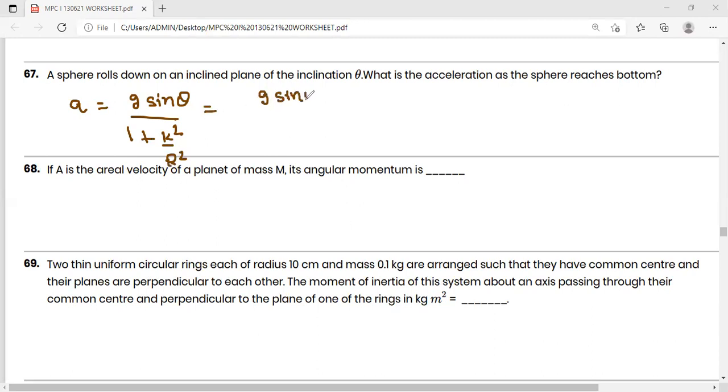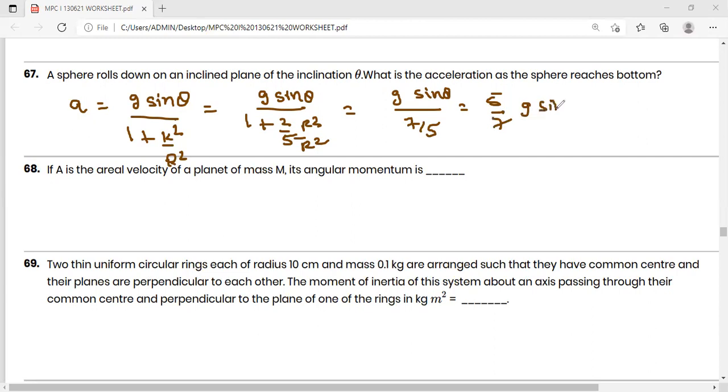And this is g sin theta by 1 plus, what is K square for a sphere? Let me consider it is a solid sphere only. Then K square will be 2 by 5 R square only. By R square. Then it will be g sin theta by 1 plus 2 by 5, that is 7 by 5. And finally it is 5 by 7 g sin theta. This is the acceleration for the given question.